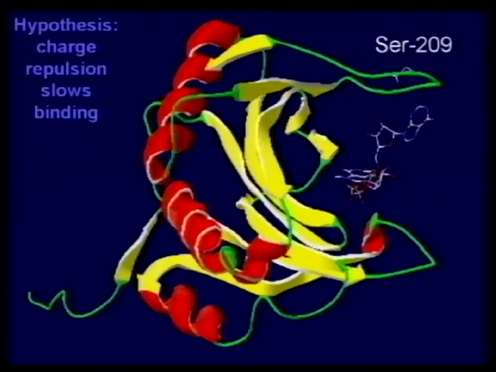So we interpret these results in the placement of where that phosphorylation is. So this is the cap binding pocket and an incoming cap analog. The serine 209 puts a phosphate group right at the entrance to the cap binding pocket. So we think that there's electrostatic repulsion of an incoming cap, and that's why we see inhibition at that point.